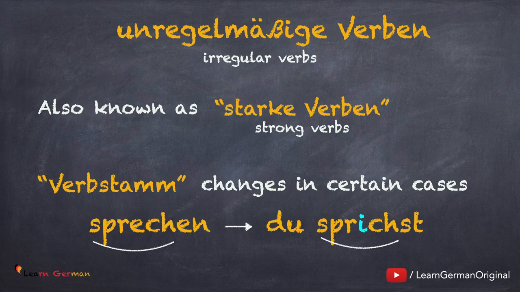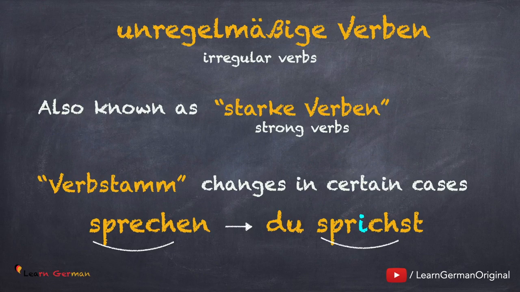That is, in this case, du is the subject. The conjugated verb will be sprichst. First, the Verbstamm changes. In place of e in sprechen, we have an i. The ending remains the same as other verbs. As discussed before, the change in the Verbstamm will take place, but the ending remains.